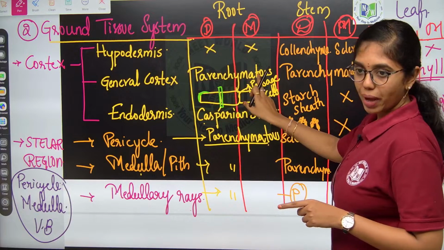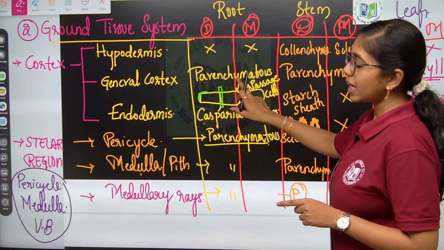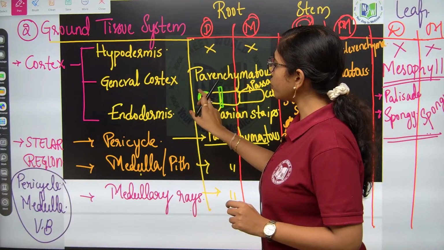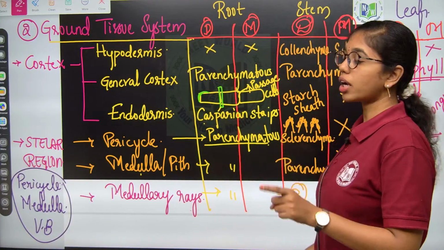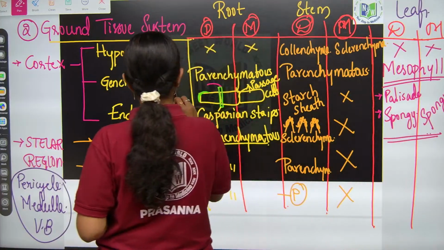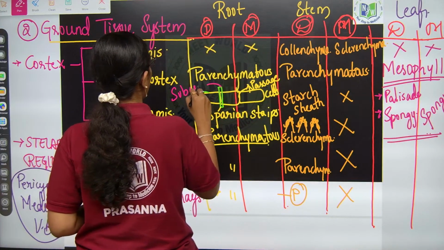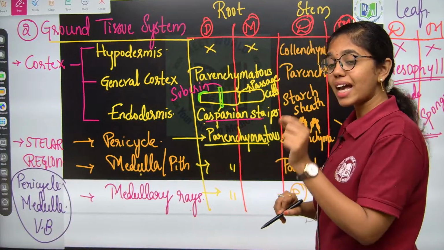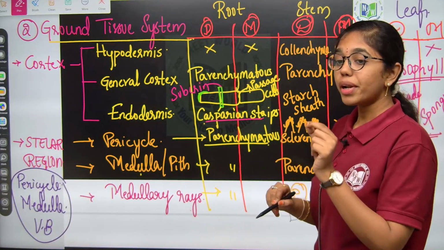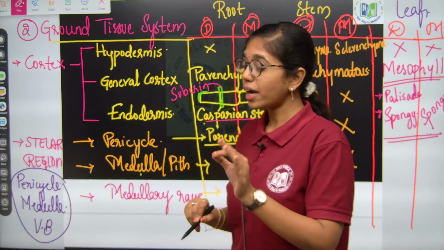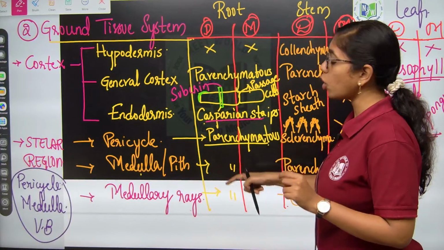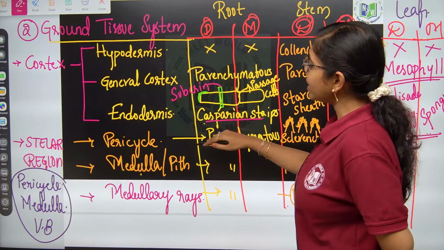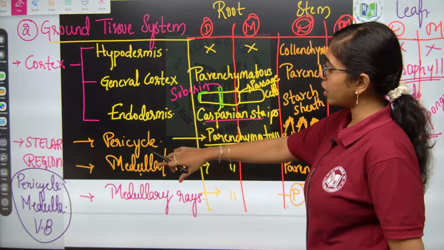General cortex is parenchymatous. Endodermis is made up of parenchymatous elongated cells, but those cells with radial and tangential walls occupied with suberin depositions are called as what? Casparian stripes. These Casparian strips will prevent the apoplastic movement, and from endodermis we can see only symplastic movement of water transport. Okay. After endodermis, the next region in the stellar region is what?